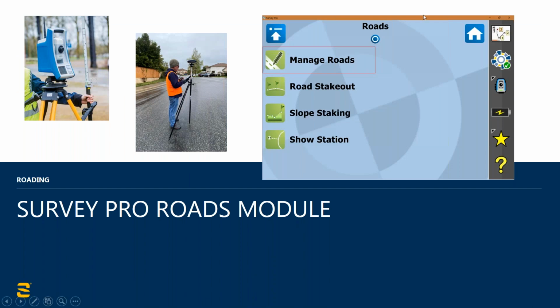So roads is a purchase module of Survey Pro. It does not come by default. And it's here on the very last of the main menu pages. And really, it's quite simple. There's just 4 features. I can manage the road, which means I can edit or create or import. And then there's the road staking modules themselves right here.